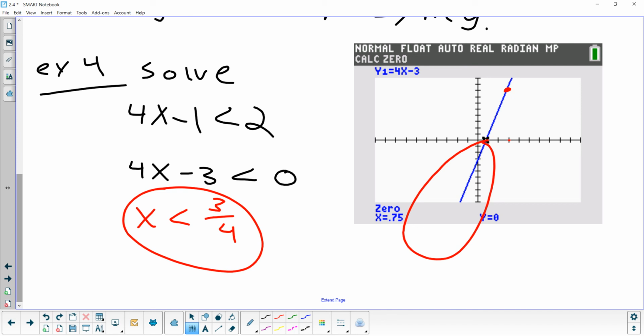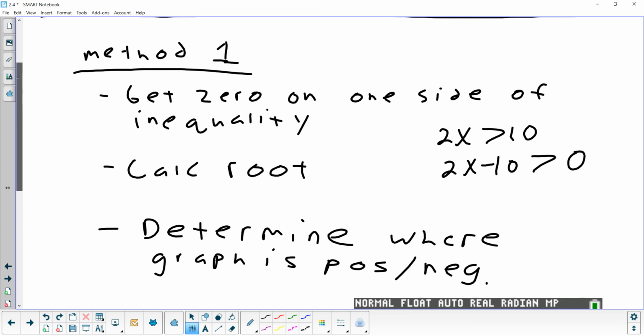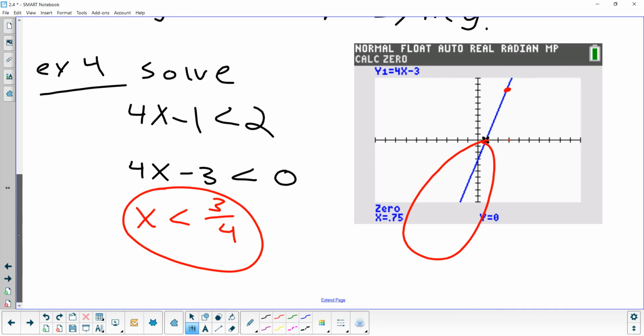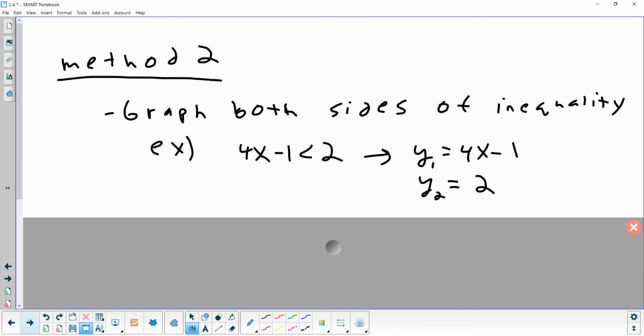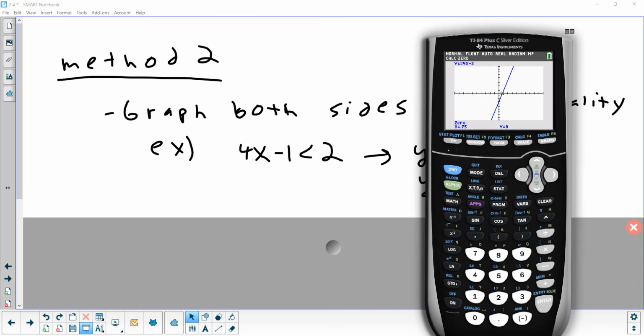Yeah, and that's one way to do it. Get 0 on one side and then calculate the root. The other way to do it is basically leave it alone. Leave it the way it is. Graph both sides of the inequality by putting what's on the left in y1, put what's on the right in y2. All right, let's try that.